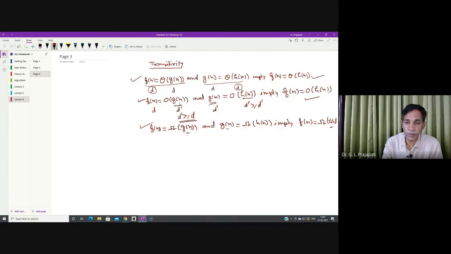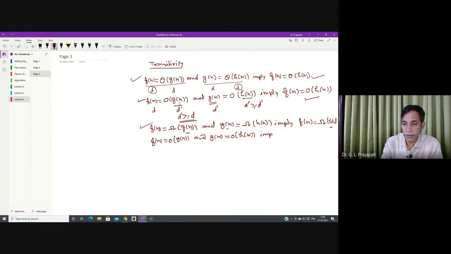Similarly, if you have the small o notation, then it is also sure. So in case of the small o notation, you are sure that the degree is greater than d. So here, if you have f of n is small o of g of n, and g of n is small o of h of n.